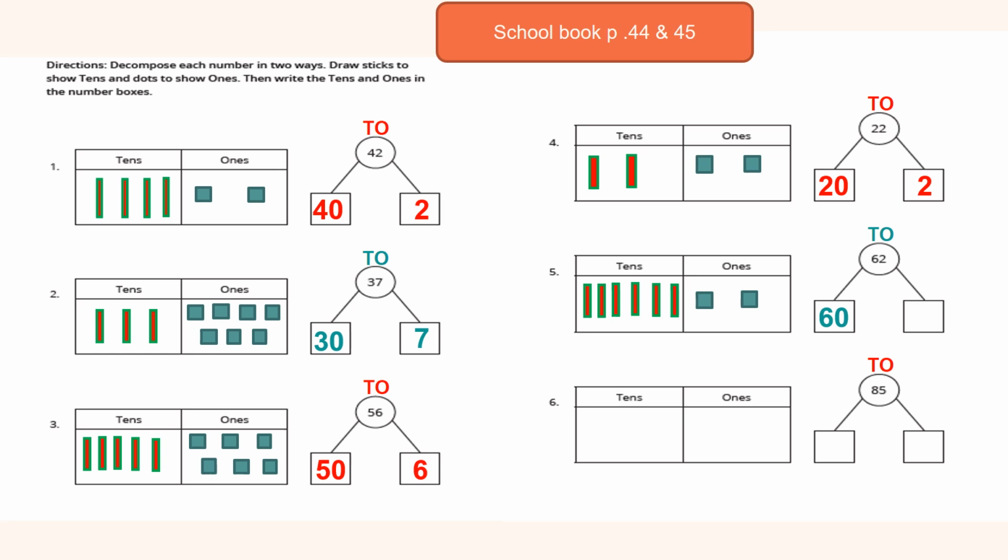Number 6, 85. Let's draw 8 sticks in the tens box, 5 small squares in the ones box. Let's decompose 85. 8 in tens, it will be 80. 5 in ones, it will be 5 as it is.